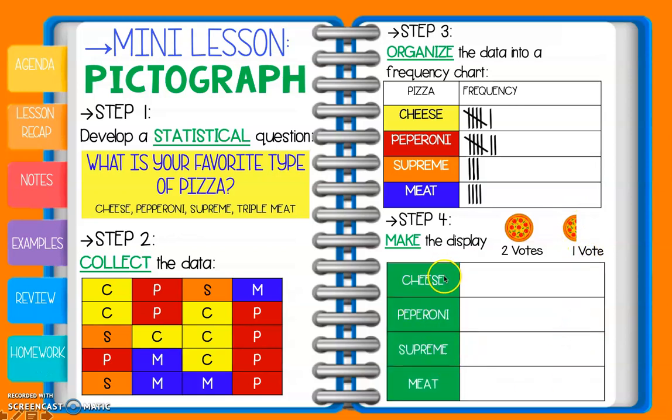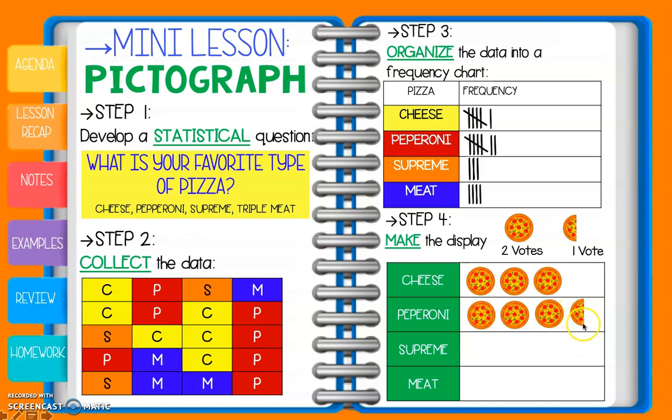So on our pictograph, we have our categories, and then we're going to put our images out to the side to represent how many votes it got. So cheese pizza, we see here, got 6 votes. So if 2 votes is a whole pizza, we're going to draw 3 whole pizzas, and that represents 2, 4, 6 people that voted for cheese pizza. For pepperoni pizza, we had 7 people. So we're going to have 2, 4, 6, and then a half of a pizza that represents 1, and that is 7.